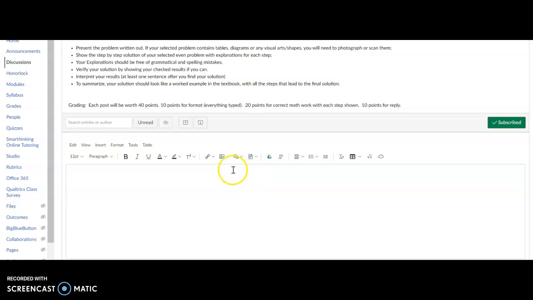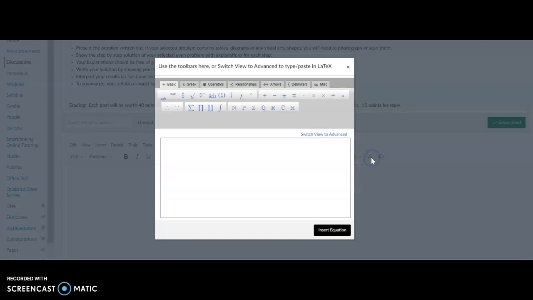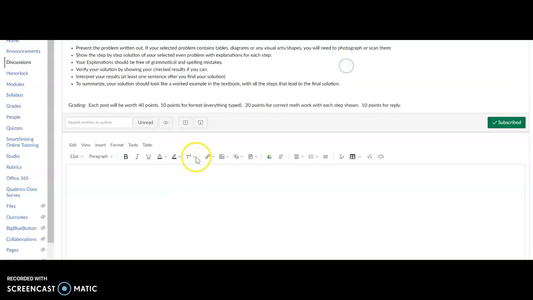I do apologize, I should have shown you this sooner, but you're fine if you're just typing stuff in for your discussion for this week. But in future discussions, when we do the next one in a couple weeks, we'll use the equation editor to type our math in. So again, it's okay if you didn't use it this time.